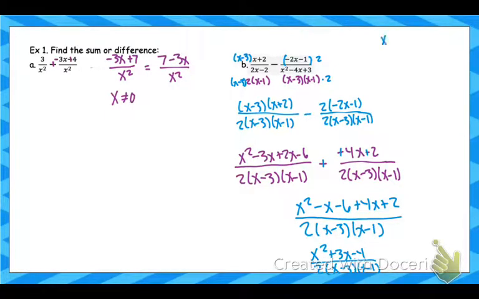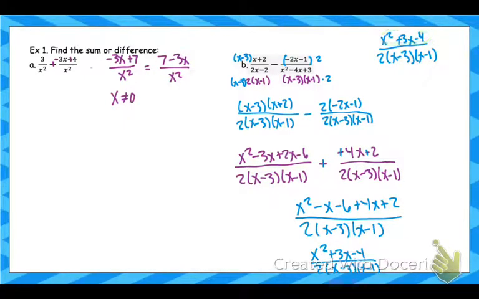So I was left with x squared plus 3x minus 4 over 2 x minus 3 x minus 1. So that was what I ended up with. While that's a really good answer, and typically that is where we're going to stop, it's actually not the case here. Because what you guys know, x squared plus 3x minus 4 does factor. A lot of times the answers that you get are not going to. In this case, it does.